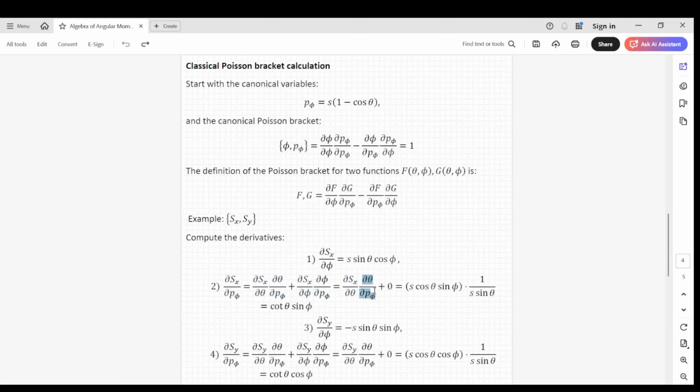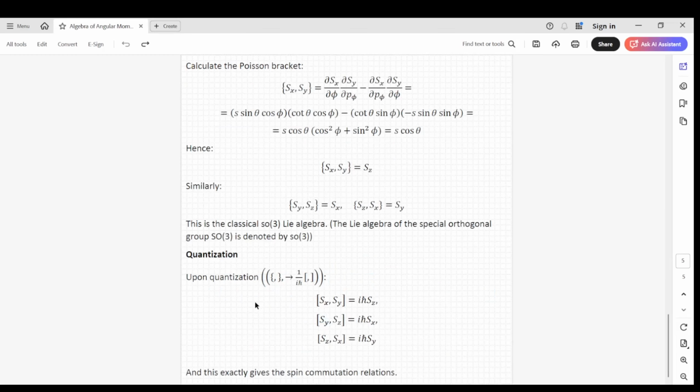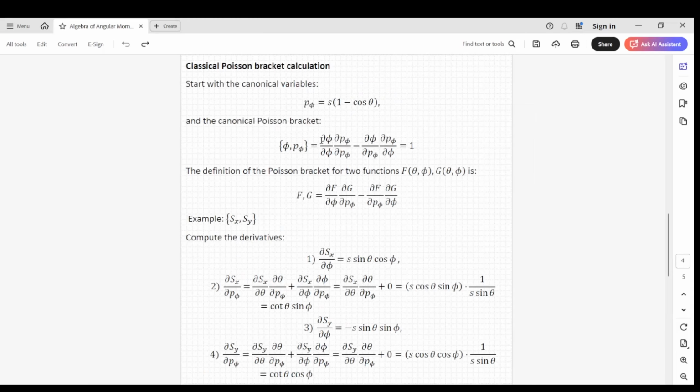And the derivative of theta with respect to p phi can be calculated, informally, by taking the derivative of p phi with respect to theta, and then you take the inverse of that. So you raise that to the power minus 1, and you will get 1 over s sine theta, for example. So you can put the results together, also for s sub y. You can do the calculation. This is how you compute the Poisson bracket in classical physics, and it's the same Poisson bracket that we calculated earlier. But in the case of phi and p phi, that's very simple.